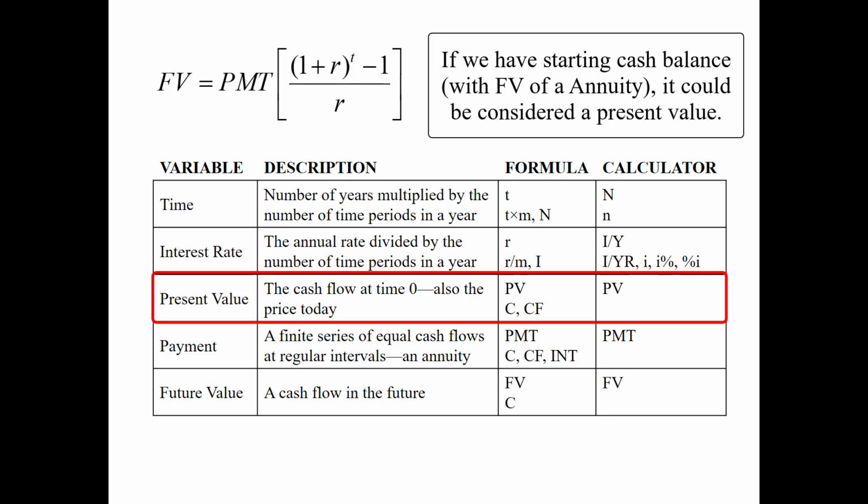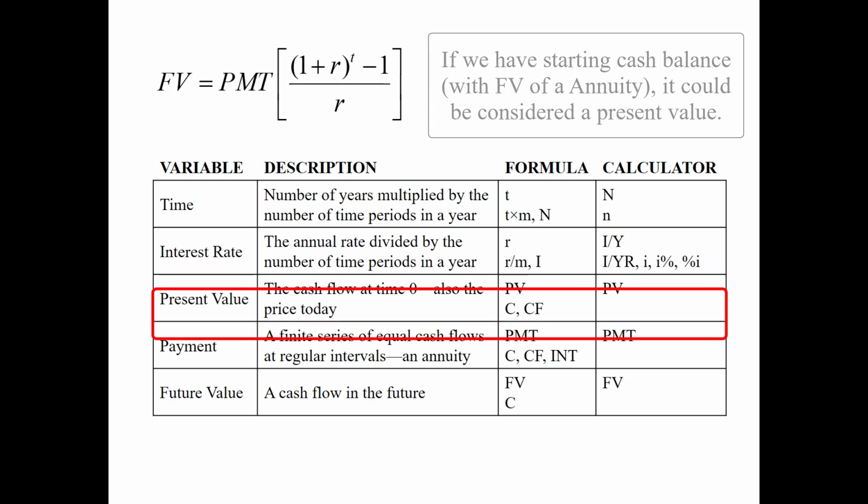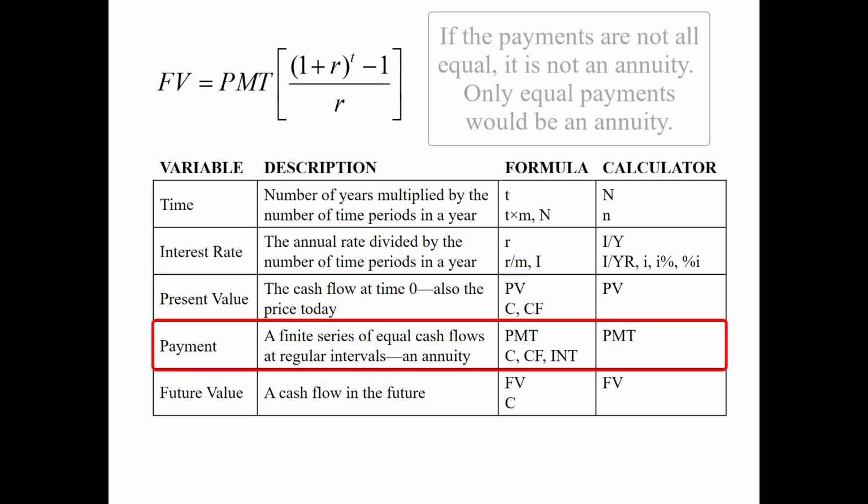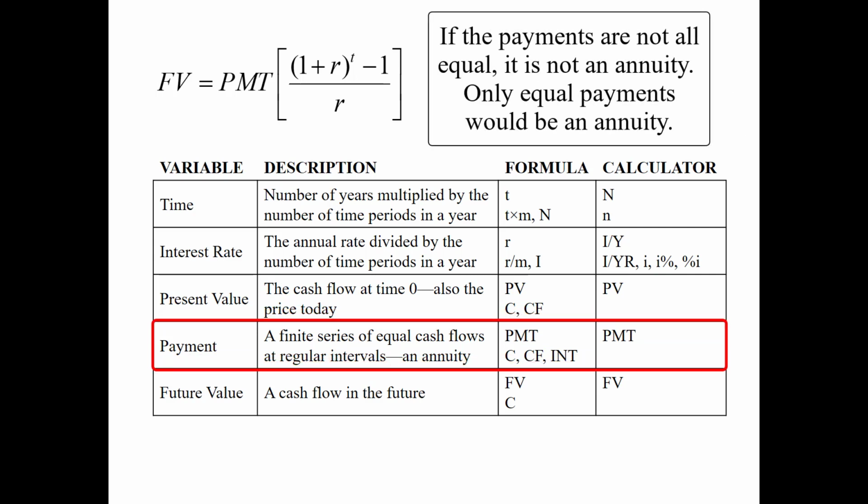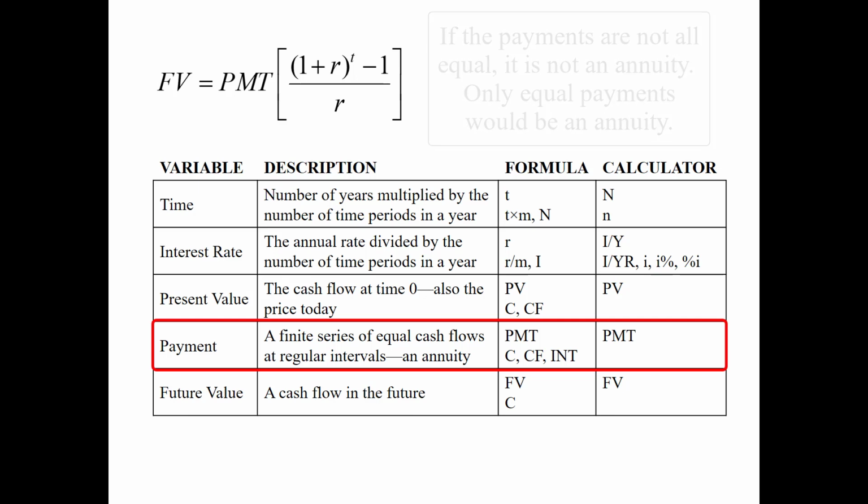Our present value is going to be the cash flow at time 0. It's going to be the price today. Our payment is going to be the annuity. It's going to be the finite series of equal payments that occur at regular intervals. That is going to be our annuity amount. Normally in the formula or the equation, we would abbreviate it as PMT for payment. It's also possible you could see it as a C or CF for cash flow. In the case of bond payments, it might be abbreviated as INT for the interest payment or coupon.